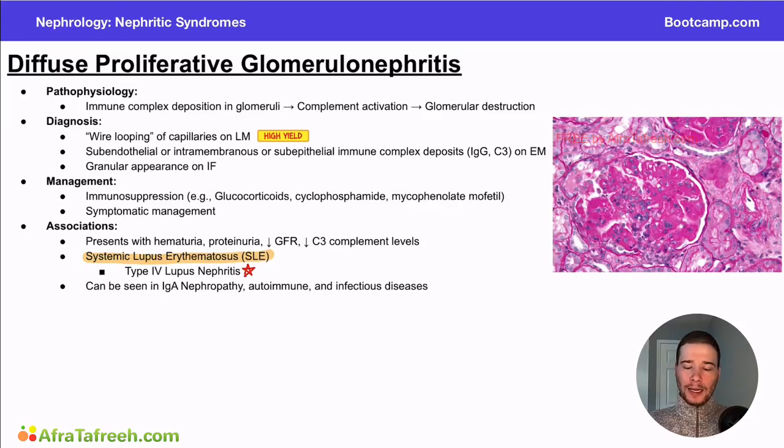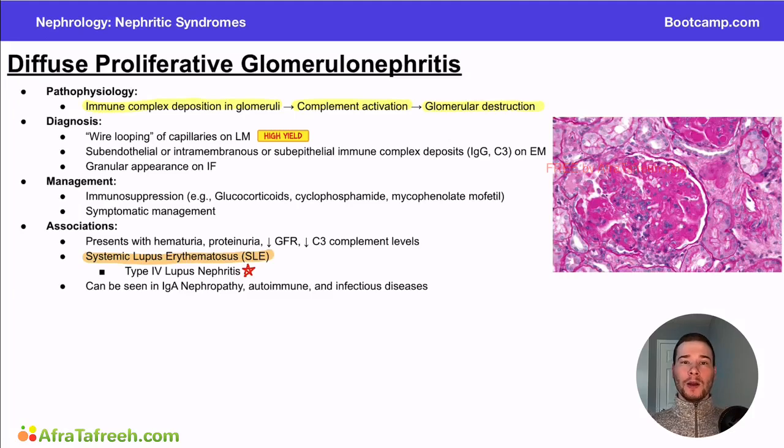So if we start with looking at the pathophysiology here, we can see that it's immune complex deposition in the glomeruli that leads to complement activation and ultimately glomerular destruction. You should probably start to see a little bit of a pattern here, right? We talked about in the overview video that we have a filtration barrier. And anything that damages this filtration barrier is going to cause a leakage of substances that we would not otherwise expect to see or want in the urine.